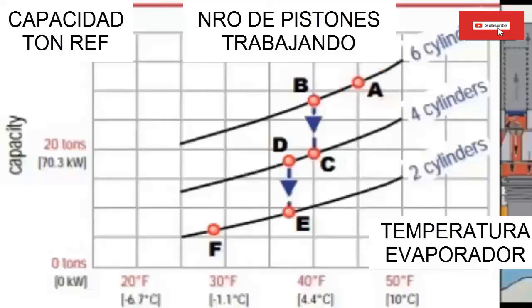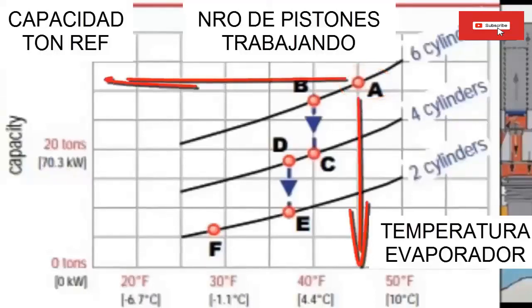compressor is greater. 4. In this compressor, 4 of the 6 cylinders are fitted with unloaders and are unloaded in pairs. 5. At design conditions, the evaporator and compressor capacities are balanced at a suction temperature of 45 degrees Fahrenheit, 7.2 degrees Celsius and a capacity of 31 tons, 109 kilowatts.